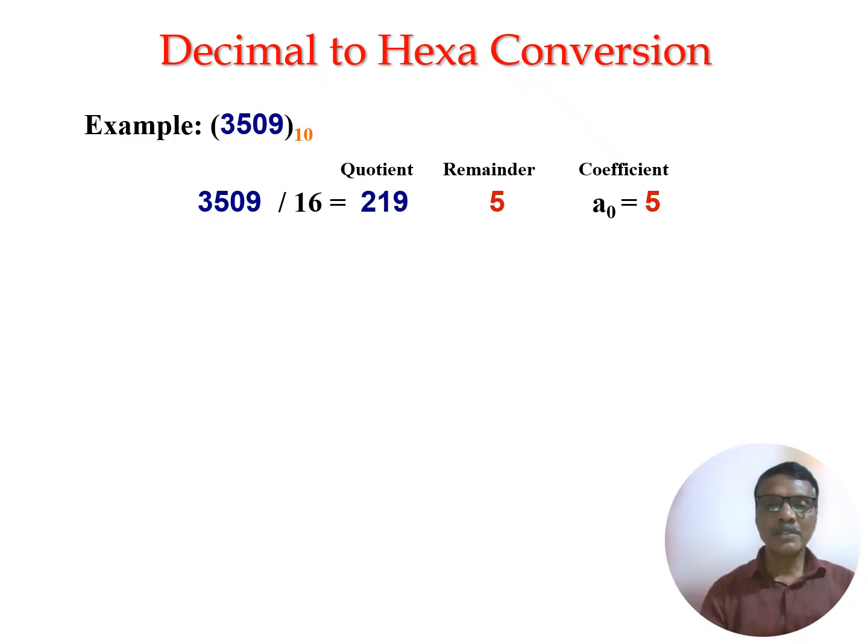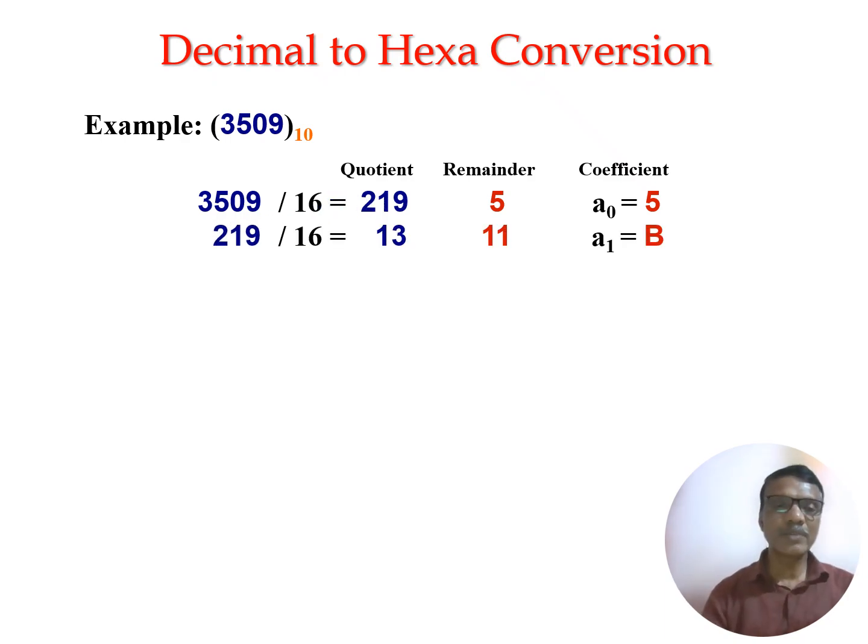So the remainder is taken as the first coefficient, and then the quotient is again divided by the base value, that is 16. 219 divided by 16. Now the quotient is 13, remainder is 11. So 11 will be the next coefficient.